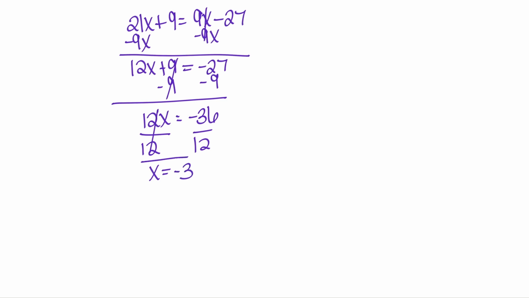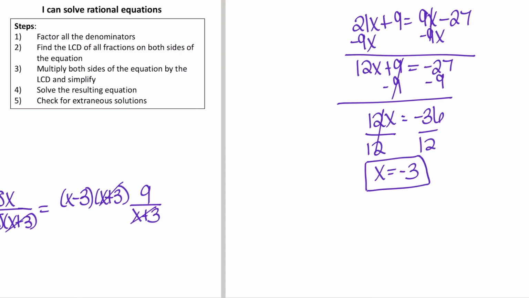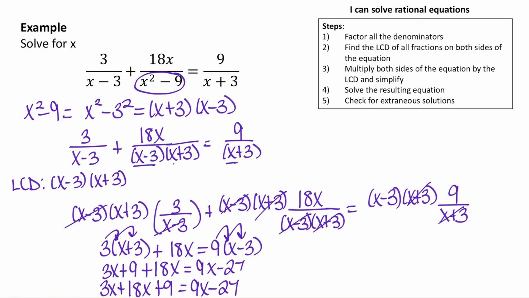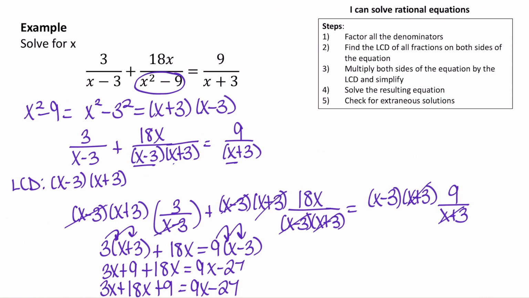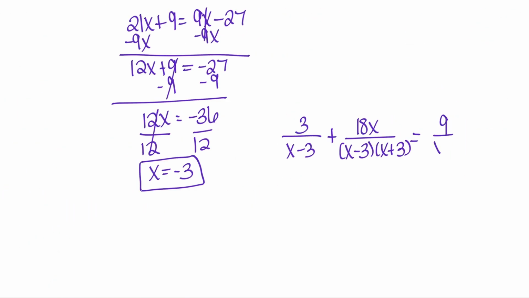So that is the solution that I found, but I need to make sure that it makes sense in the context of the problem. Well, if I go back and plug it in, I have 3 over x minus 3 plus 18x over x minus 3 times x plus 3 equals 9 over x plus 3.